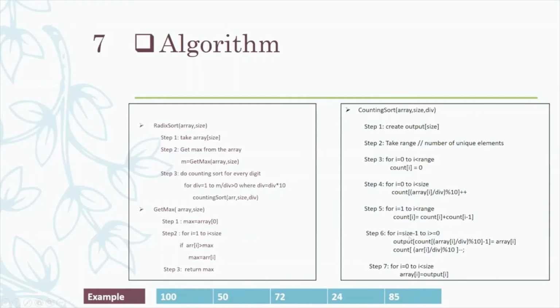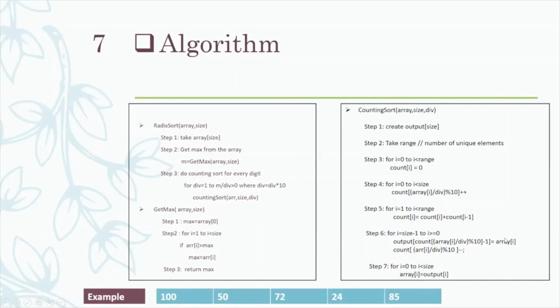There is a question: why do we not pass 0 to size minus 1? Because if we pass 0 to size minus 1, and we have put 100, then 50, the output will be 50 and then 100. It will be contradictory. So we have to go from size minus 1 to i greater than or equal to 0. Then the output array will be count[array[i] divided by div modulus 10] minus 1.